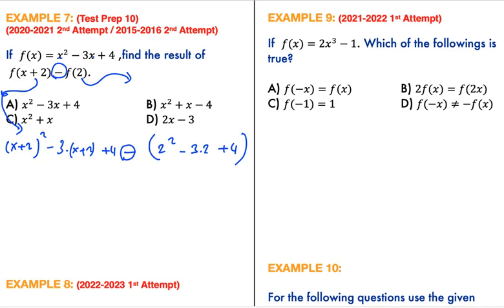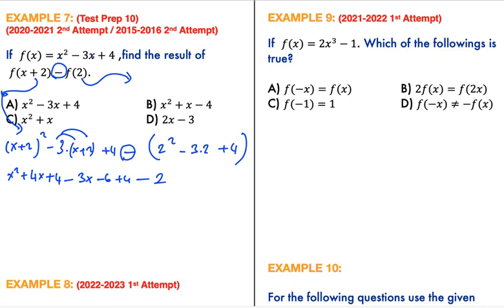Let's do this expansion here. Square of the first term plus 2 times first times second term, which is 4x, plus second term squared, which is 4, minus, distribute 3 to the bracket, minus 3 by x, minus 3x, minus 3 by 2, minus 6, plus 4, minus 2 squared is 4. 4 plus 4 is 8. 8 minus 3 by 2 is 6, which is 2.